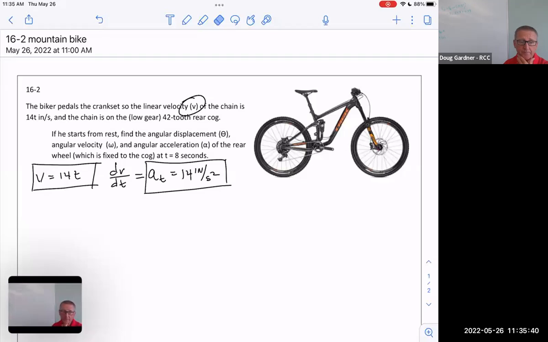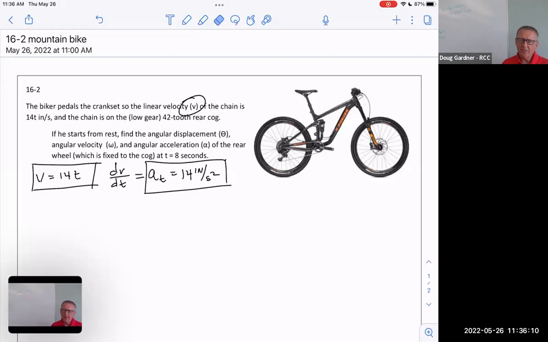Angular velocity and angular acceleration of the rear wheel, which is fixed to the cog. Do you understand that on a bike? If the cog turns, the wheel's turning exactly the same. They're welded together, so to speak. So the angular acceleration of one is the same as the angular acceleration of the other, but based on the radius, their linear speed is not the same at all. So in a sense, I'm saying you got linear information. Can you convert it to angular?